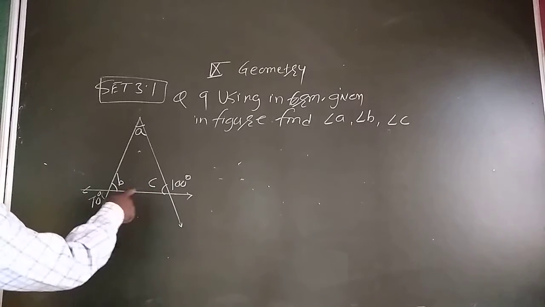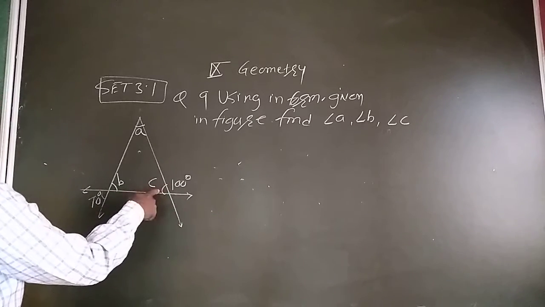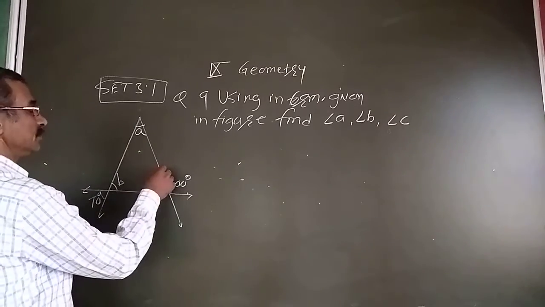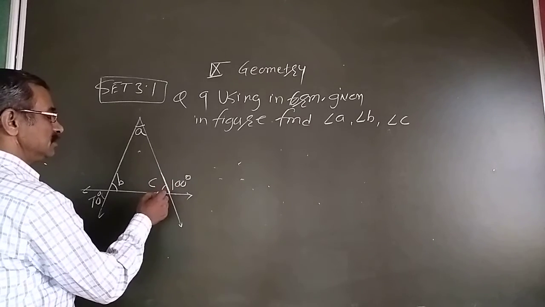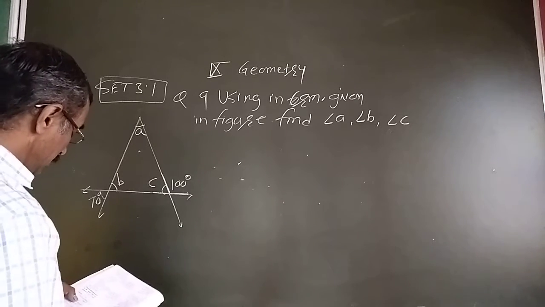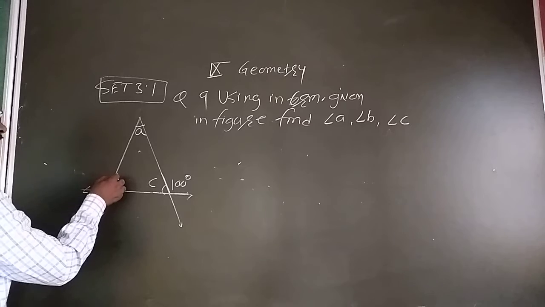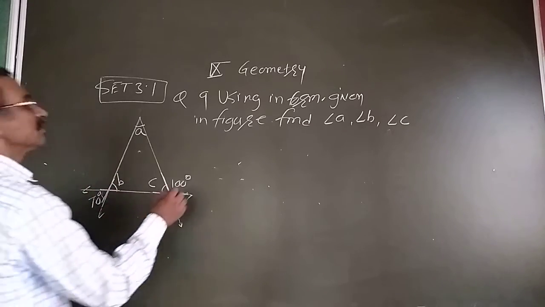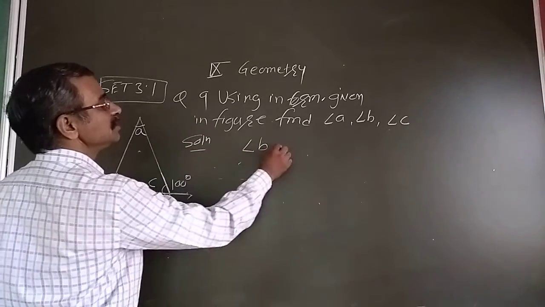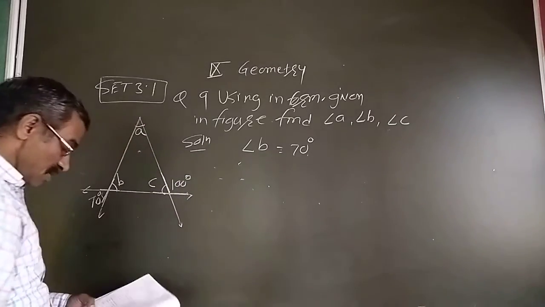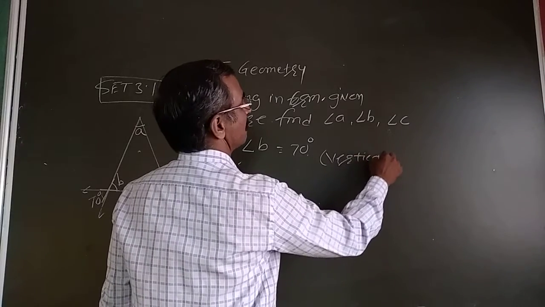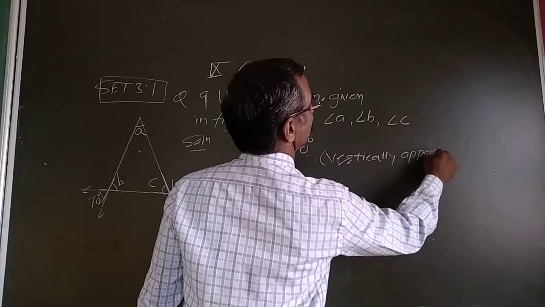So we are finding out first, by taking into consideration C and 100 degree, we will look at these. These are the linear pair of angles, and these two are the opposite pair of angles. So firstly, in the solution, angle B is equal to 70 degree because it is a vertically opposite angle.